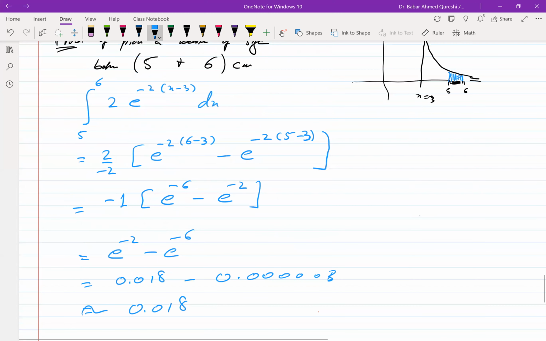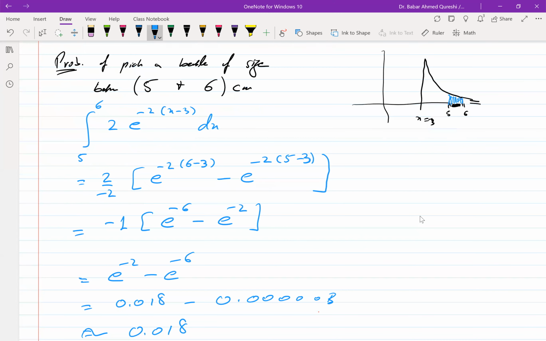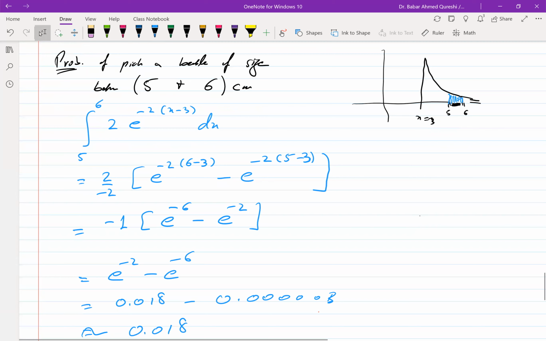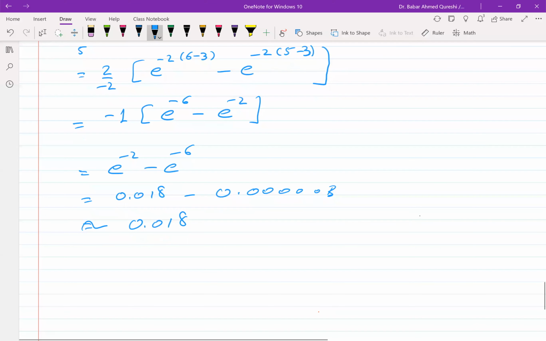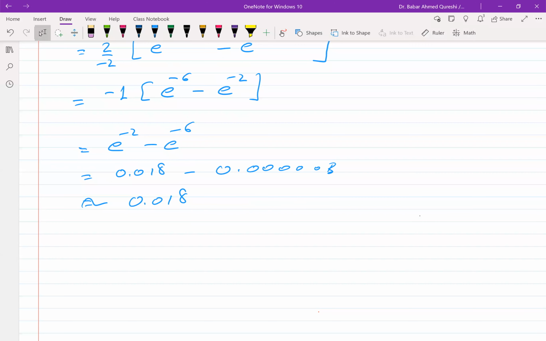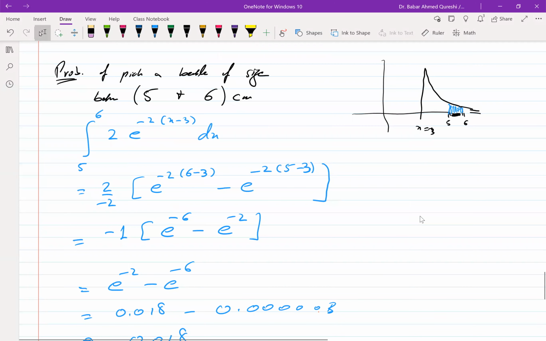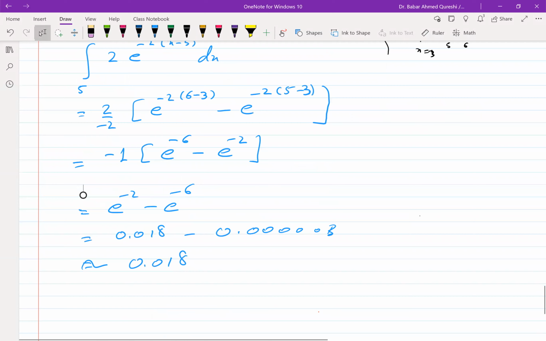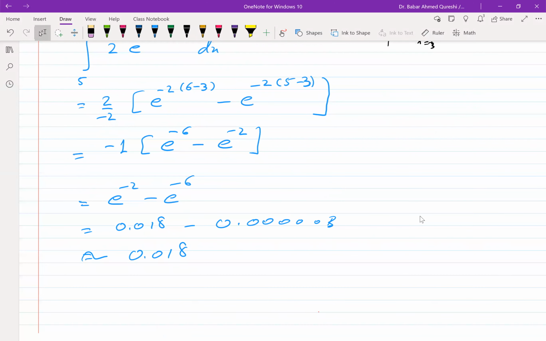But the main concept is that you have to do this integral. Or in other words, you have to just find this area under this curve. And you have found the probability of finding a beetle between these two ranges. So any question about it?